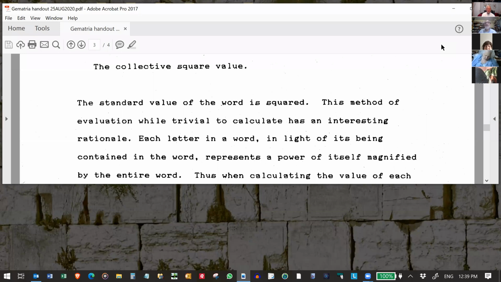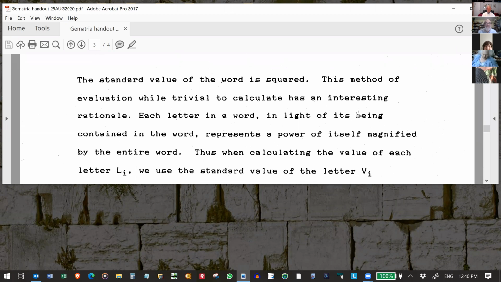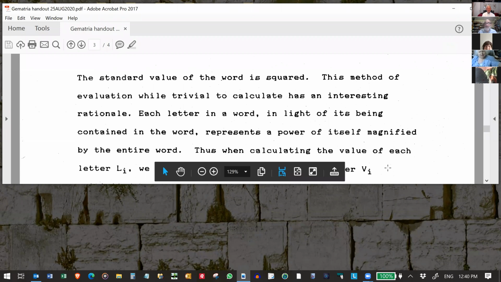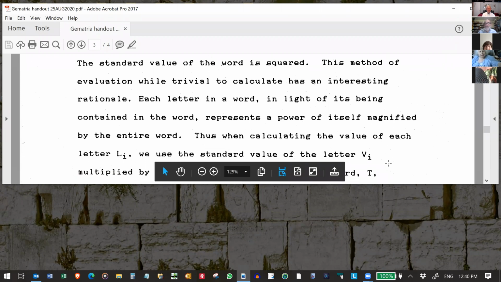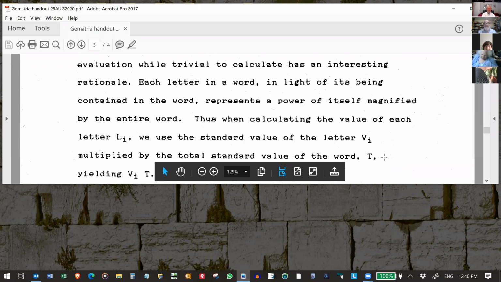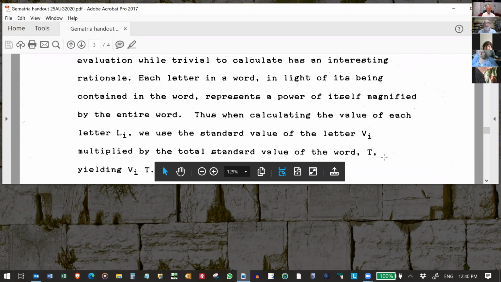And therefore, my interaction with everybody in the group counts. Dr. Karras's interaction with everyone in the group counts. So everybody who's here has an interaction with everyone in the room. So when we calculate the value for a particular letter L sub i, we use the value of the letter V sub i, which is the standard value for that. So we're talking about the individual letter. It's multiplied by the total standard value of the word.